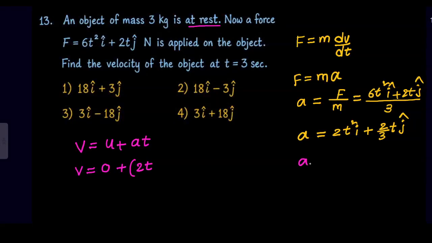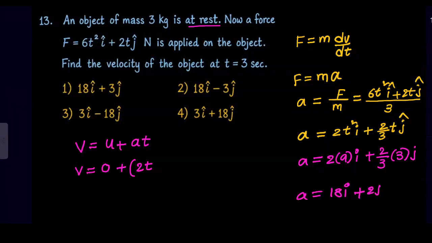Then we put the t value here. That is 2 into 3 squared, 9, so 18i, plus 2 by 3 into 3 into j. So we can find A is equal to 18i plus 2j. This value we can place now. So A is equal to how much now?